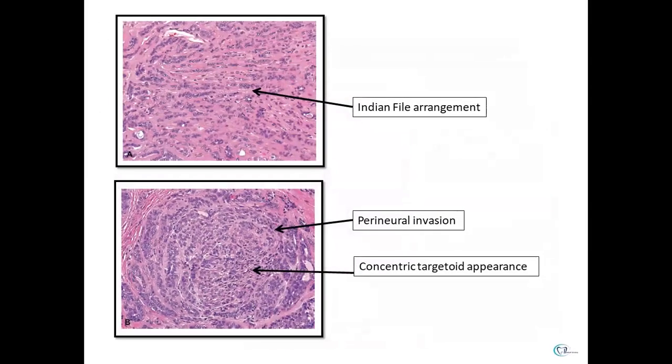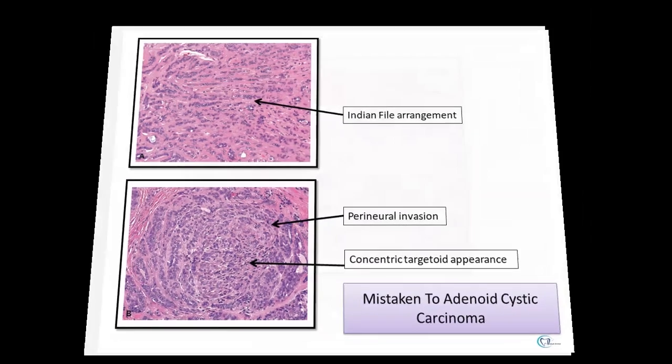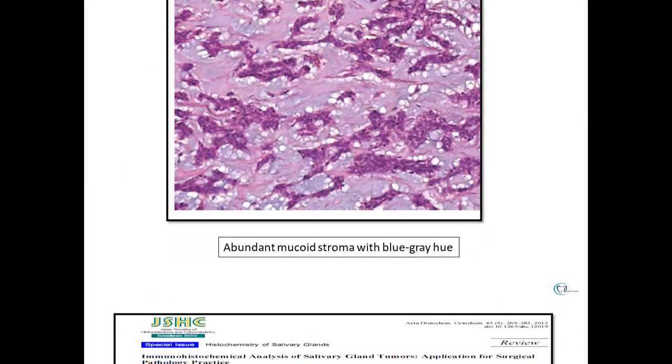And the characteristic finding in cases of PLGA is the Indian file arrangement and the perineural invasion, in which a concentric targetoid appearance can be appreciated. Because of this perineural invasion, it can be mistaken for adenoid cystic carcinoma. Also, in the background, we can appreciate abundant mucin, and this abundant mucoid stroma gives a characteristic blue-gray hue to cases of PLGA.